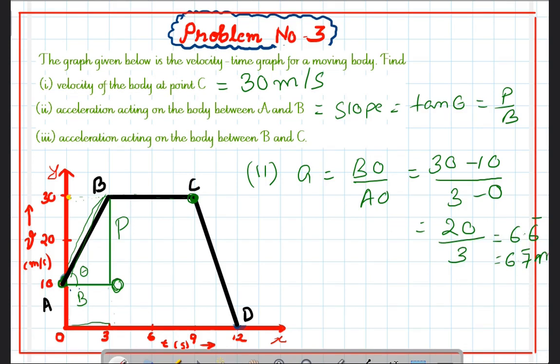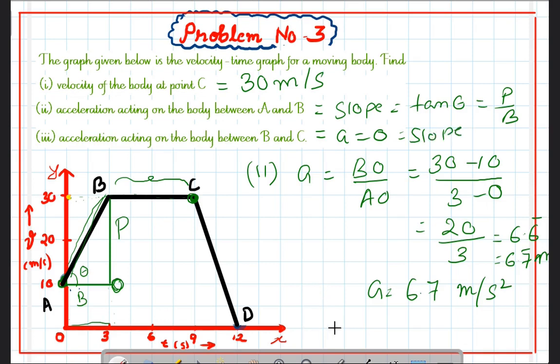meter per second square. So that means the acceleration of the body from A to B is 6.7 meter per second square. Now let's find the acceleration of the body between B and C. So we can easily find it. We can see that from B to C, this line is parallel to the x-axis. So here my acceleration will be 0 because my slope is also 0.